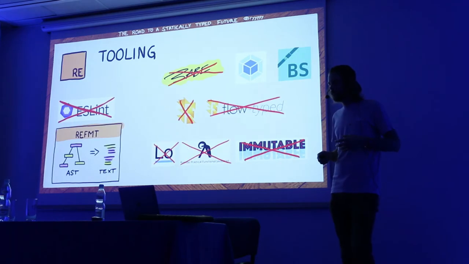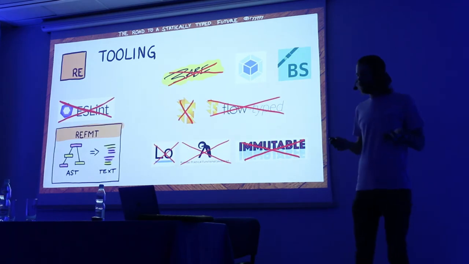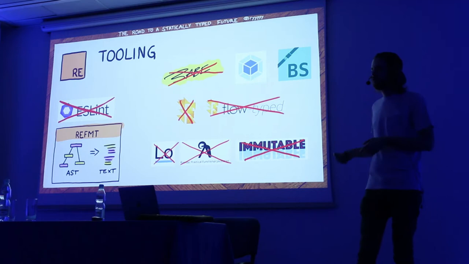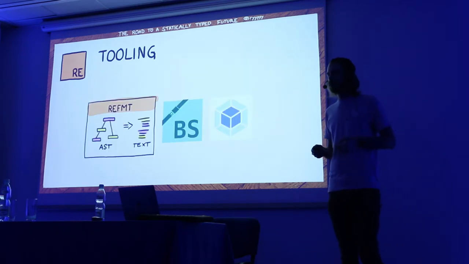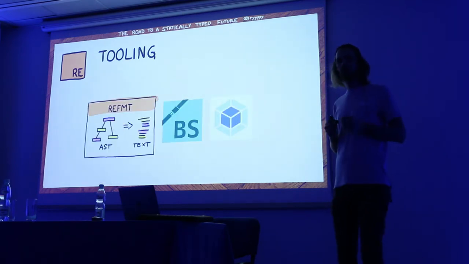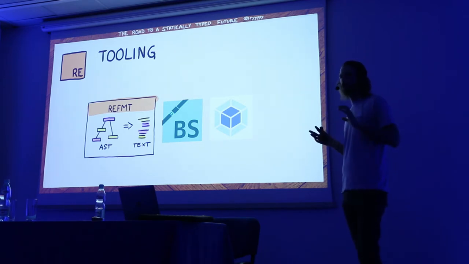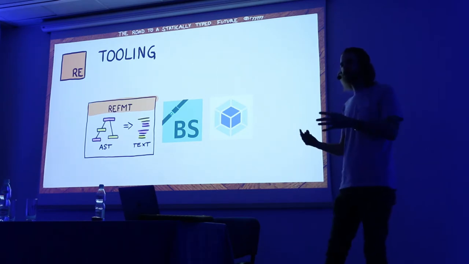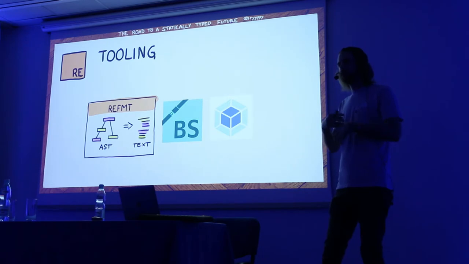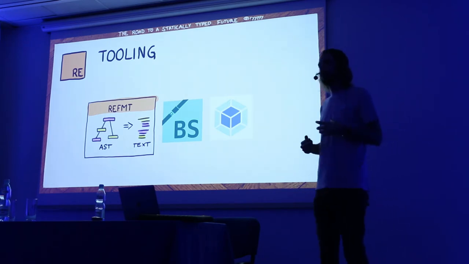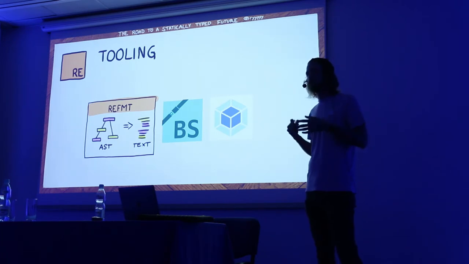With Reason, you don't need all this stuff. The only things you have are BuckleScript, Webpack, and a tool called Refmt. And Refmt is also very good. If you're familiar with Go or Haskell or whatever, they have a tool which is just a formatting tool. They take the syntax of your code, make an AST out of it, and then pretty print it back again in a human readable way while preserving all the comments and everything.